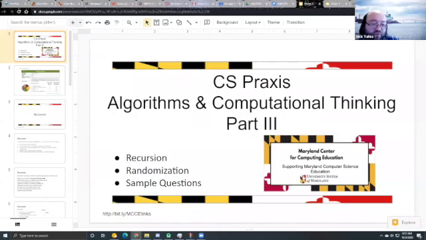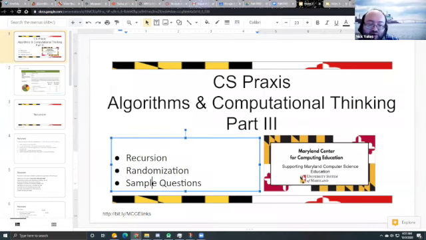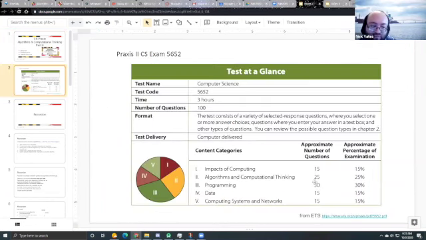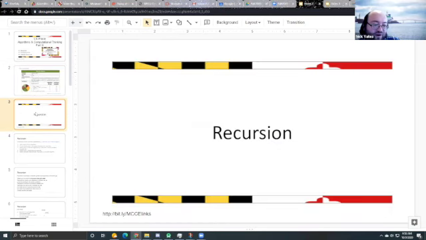Okay, so we're going to be talking in this next section about recursion and randomization, and look at some examples of those. This is our final section on algorithms and computational thinking, that 25% of the Praxis. And then we'll have a short look at data in the third slide deck after that. So take it away, Deborah.